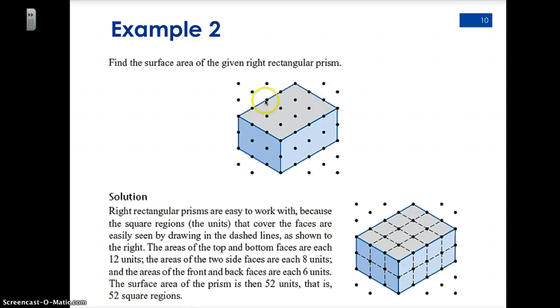but there's another 6 on the other side. And over here you have 1, 2, 3, 4 by 1, 2, 3, so you have 12 up top, therefore 12 on the bottom. And over here you have 1, 2 by 1, 2, 3, 4, so 8 here and 8 on the other side. So you have 2 6s, 2 12s, and 2 8s, and if you add that up you'll get 52 as the surface area of this prism.